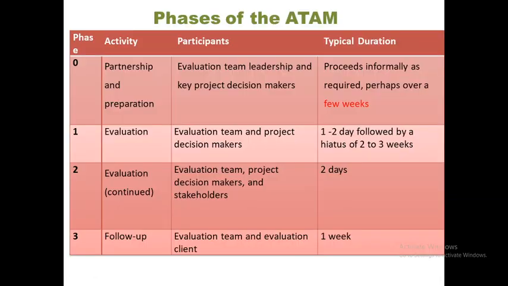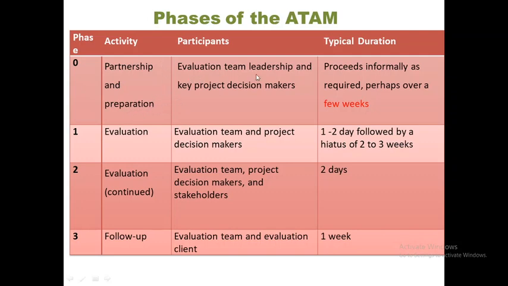Next, what are the phases of the ATAM? There are 4 phases in the ATAM. First, zeroth phase, first phase, second phase, and third phase. So in this ATAM, you see what activity they are performing, whom they are performing it with, how much time they are consuming. First, the zeroth phase: partnership and preparation activity phase.